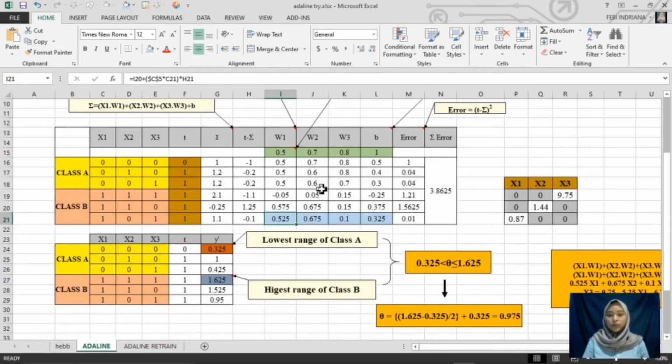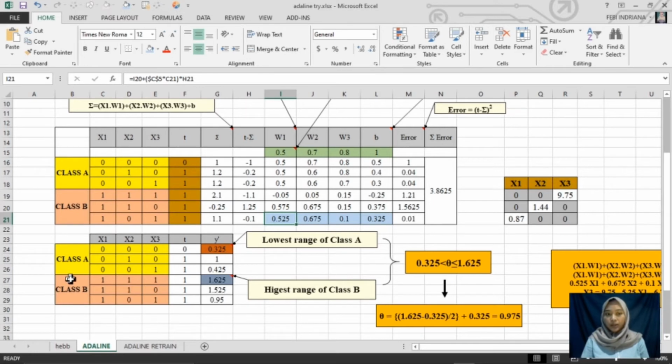Okay, after we know the value of weight and bias in the last iteration, we obtain that W1 is 0.525 and W2 is 0.675 and W3 is 0.1 and the bias is 0.325.